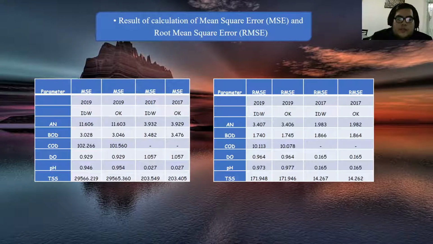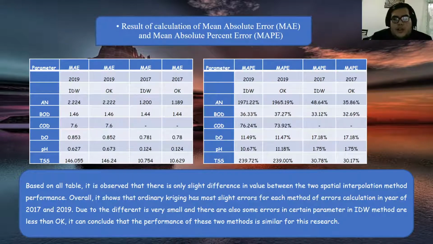Next, I will explain the results of MSE and root mean square error, and then the mean absolute error and also mean absolute percent error. So based on the table above, it can be observed that there is only a slight difference in value between the two spatial interpolation methods.